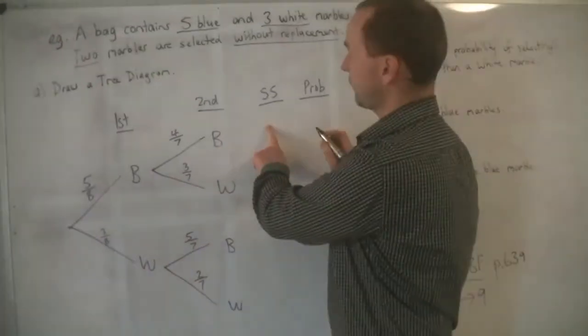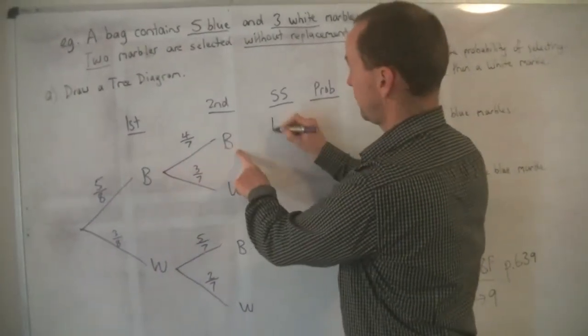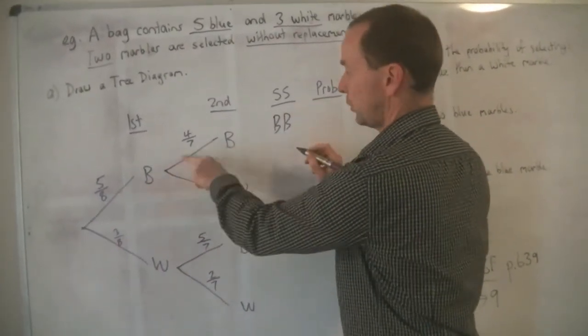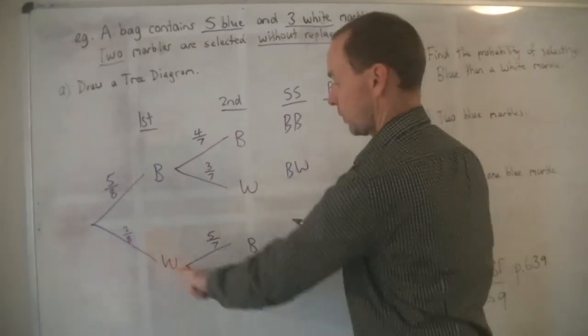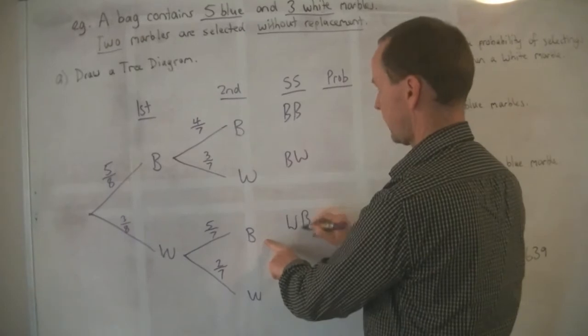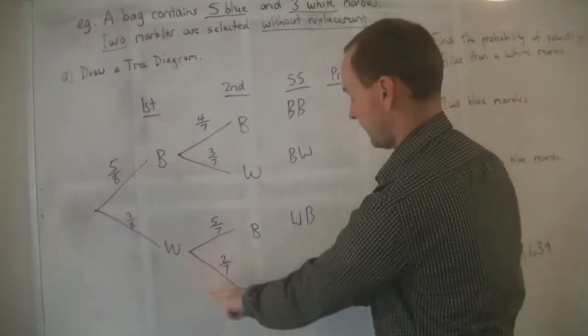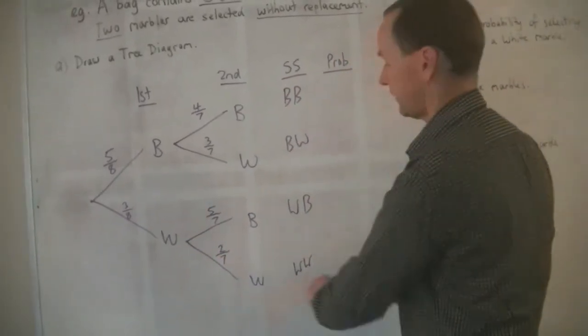Now we can write the sample space. So blue is there. We've picked a blue and then a blue. We've got a blue and a white. We've got a white and a blue. Try to keep them in line if you can. And the last one is a white and a white.